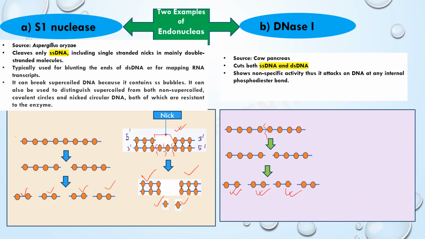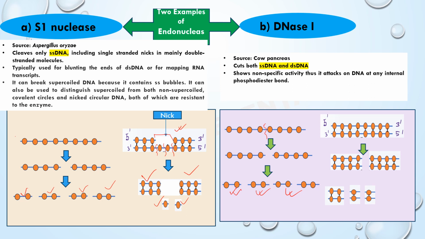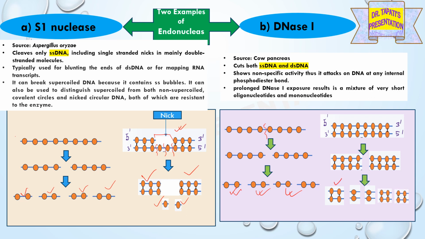Now if you consider the next figure, you can see that it is acting on double-stranded DNA. So these are the final products. Final products means you can see that prolonged DNase 1 exposure results in a mixture of very short oligonucleotides. These are the short oligonucleotides and a few mononucleotides.